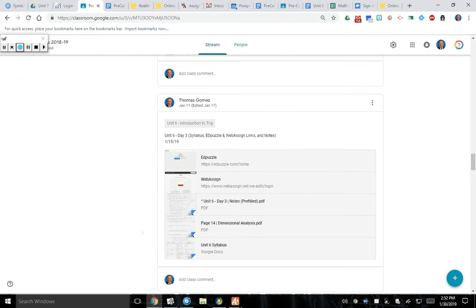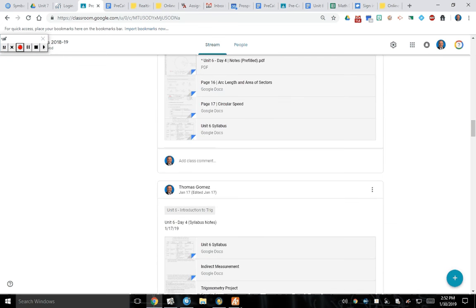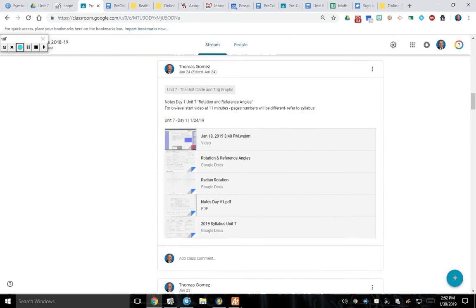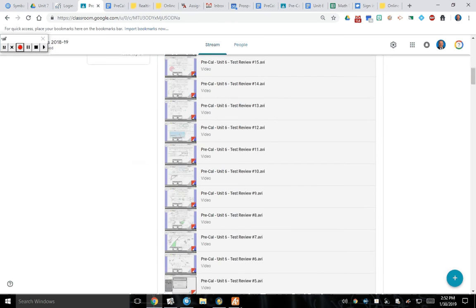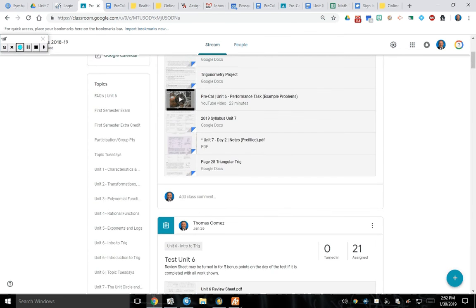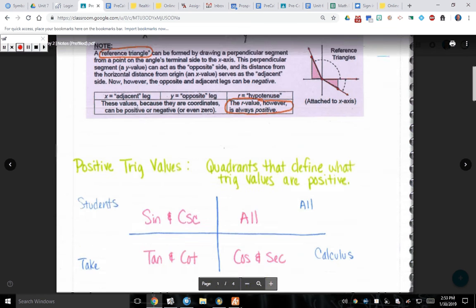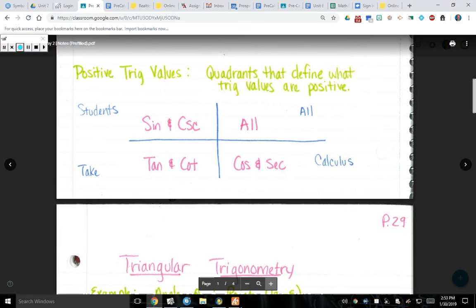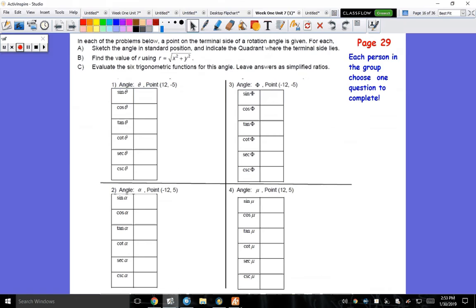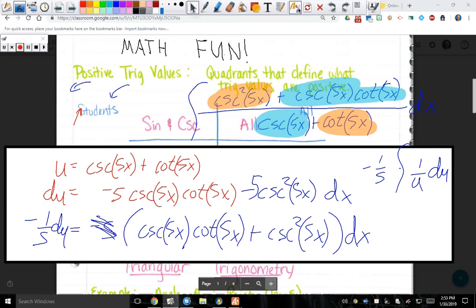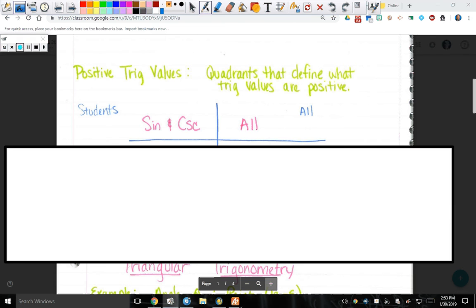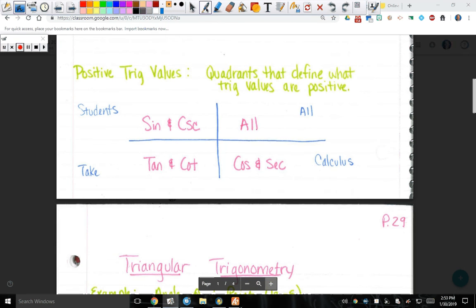7, day 2. There's 1. Here comes 7, day 2 up top. So what I want you more concerned with right now is this right here. Okay? Positive trig values. I'm looking at when are the sine, cosine, tangent, or cosecant, secant, and cotangent, when are they positive? Okay? This is how I would like for you to learn.